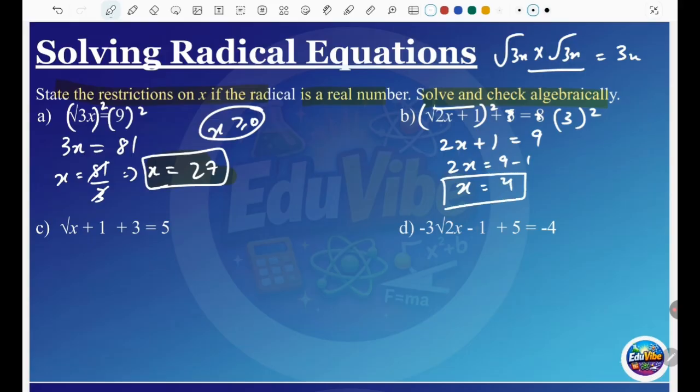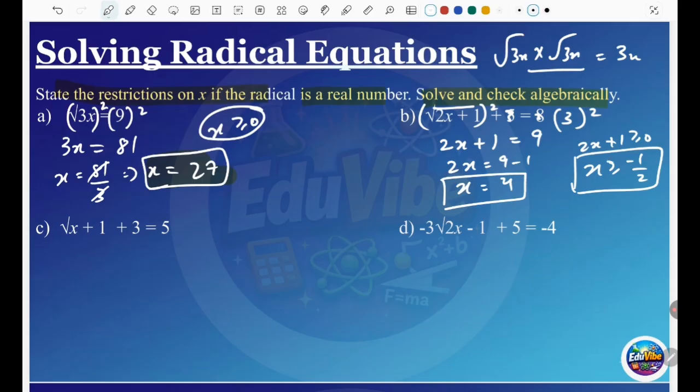Now the restriction: you have 2x plus 1 greater than or equal to 0. So x is greater than or equal to minus 1 by 2, which is minus 0.5. And x is satisfied with that restriction. So x is equal to 4 is your answer for that.